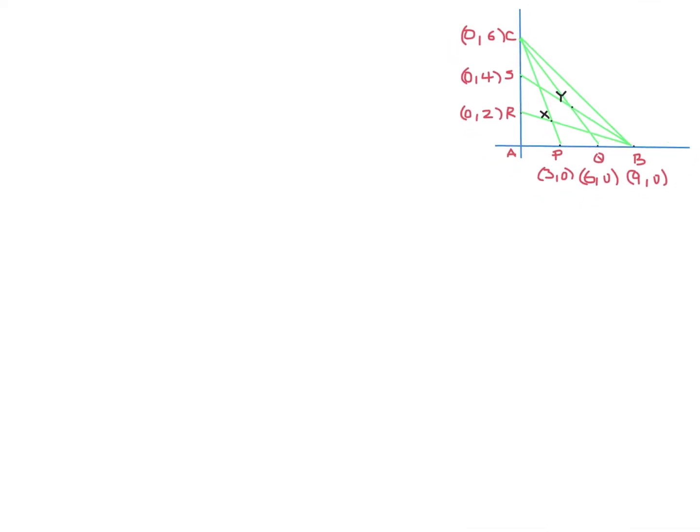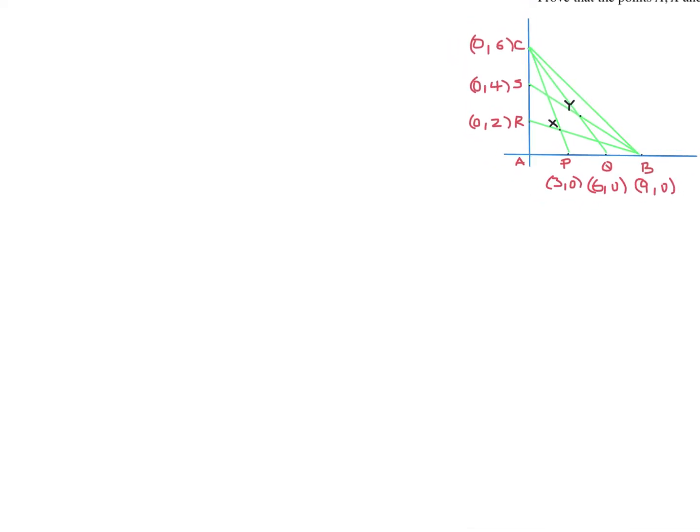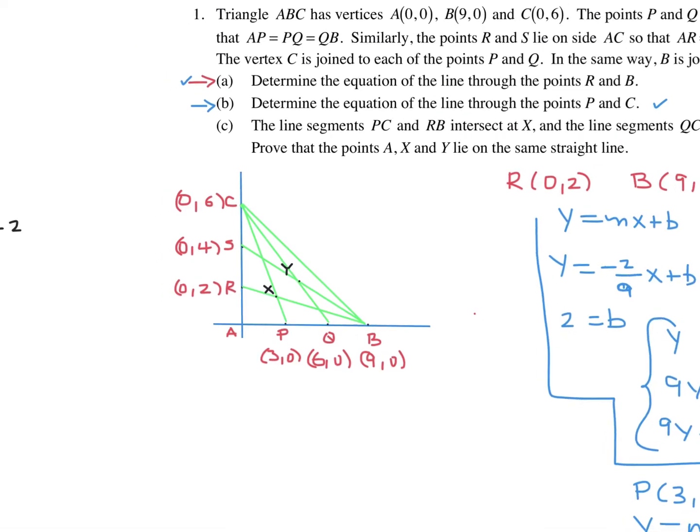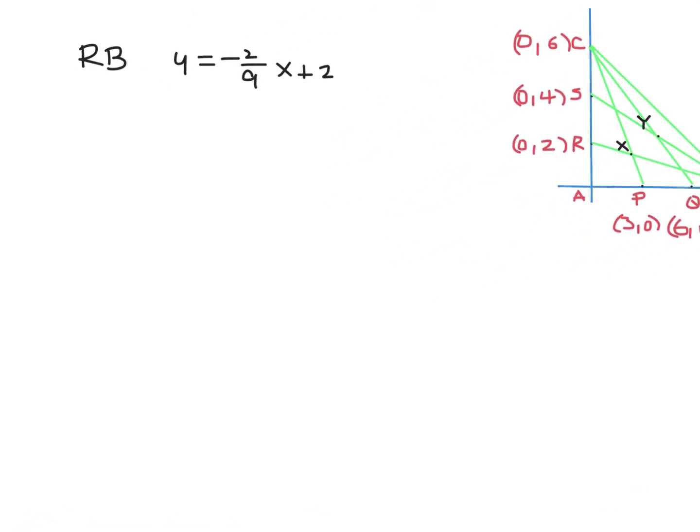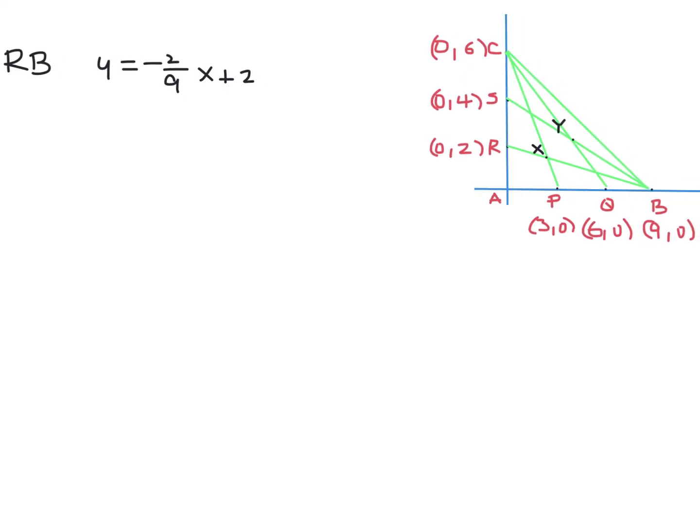Shouldn't be a problem. Well, first let's remind ourselves what we already found out. The equation for the line RB was y equals minus 2 over 9 x plus 2. And the equation for the other line, what was it called? PC. Yeah, PC. Politically correct.